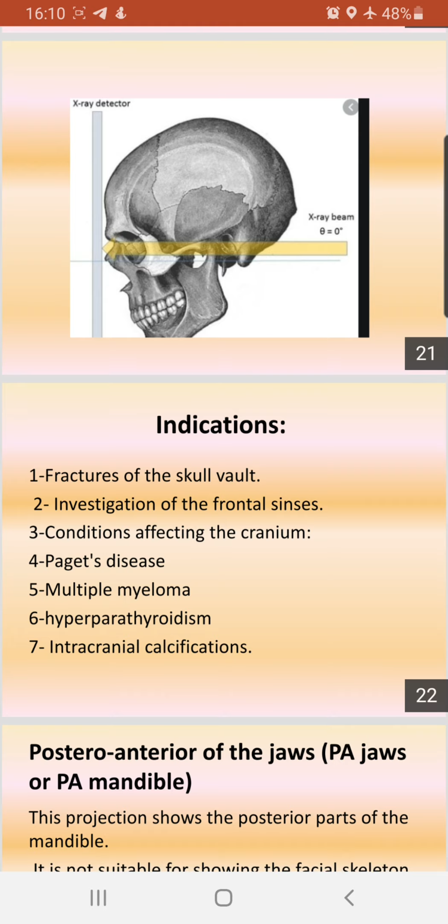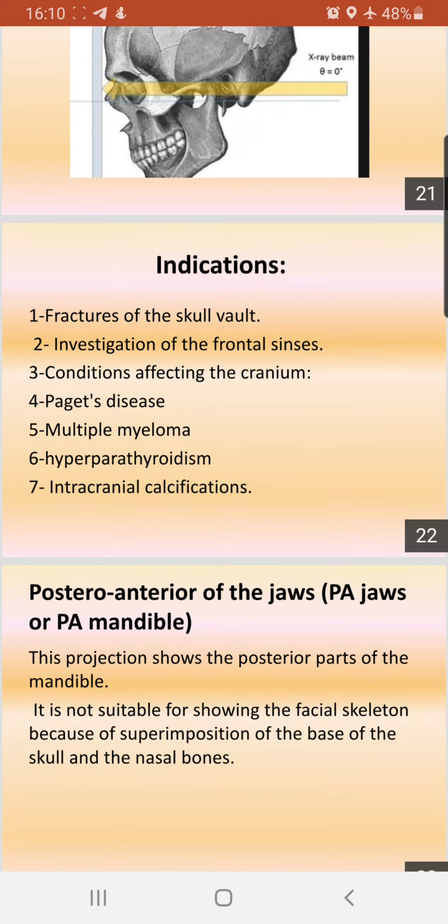Indication: a fracture of skull vault, investigation of a frontal sinus, conditions affecting the cranium, Paget disease, multiple myeloma, hyperparathyroidism, and intracranial calcification.